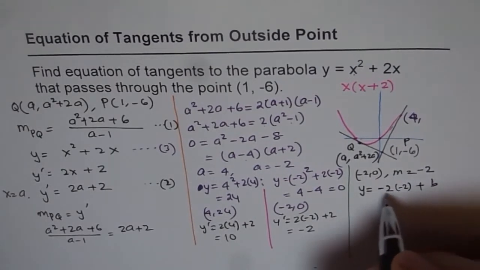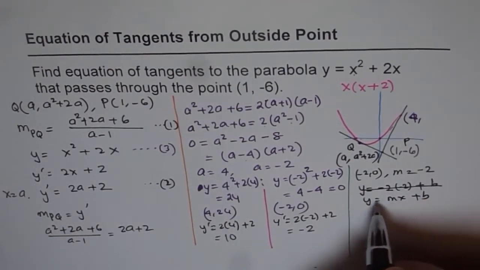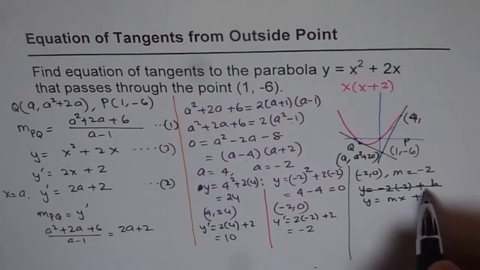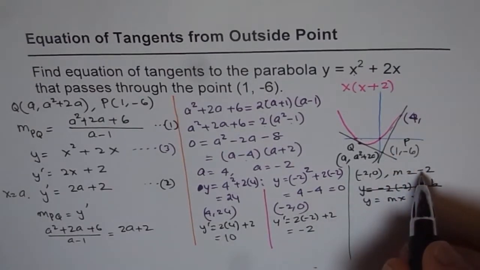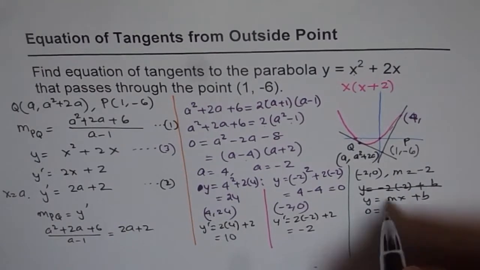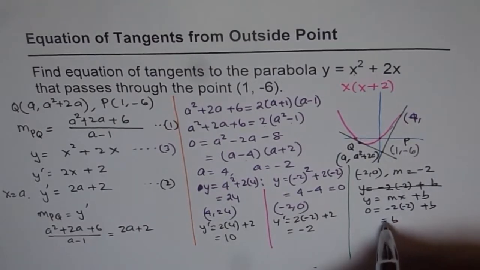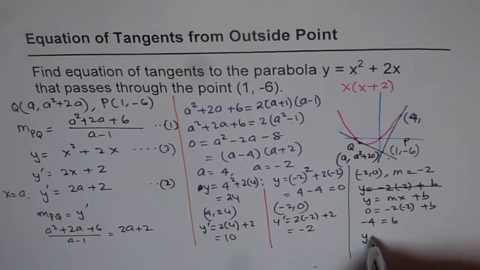We need to find b, so first let us write the equation y = mx + b, and then we'll substitute the slope, y and x points and find b over here, right? So the point is (-2, 0), the slope is -2, so we can write 0 = -2 times -2 plus b. So b gives us a value of -4. Therefore, the equation of this line will be y = -2x - 4.